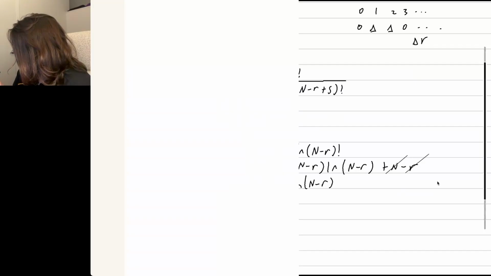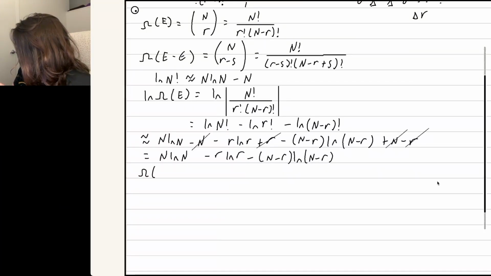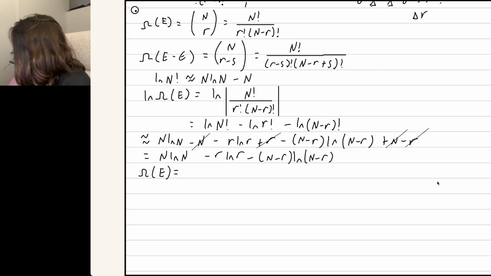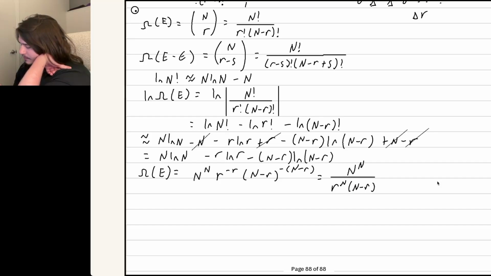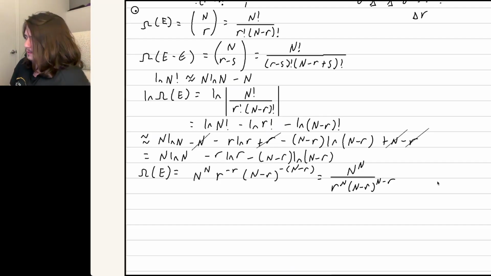Right. So then raising e to the power of this stuff on both sides of the equation, you get n to the n, you get r to the minus r, and you get n minus r to the negative n minus r. And then I'm just going to put that in a fraction. n to the n over r to the r times n minus r to the n minus r. That's a nicer way of putting the arrangement number.